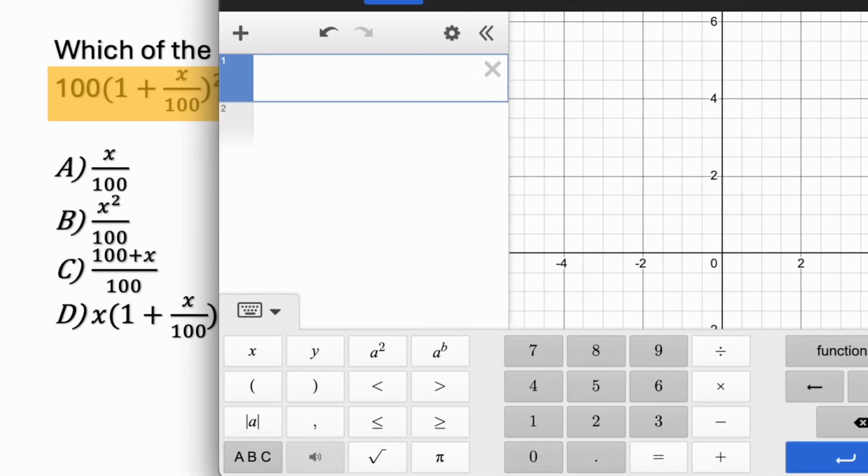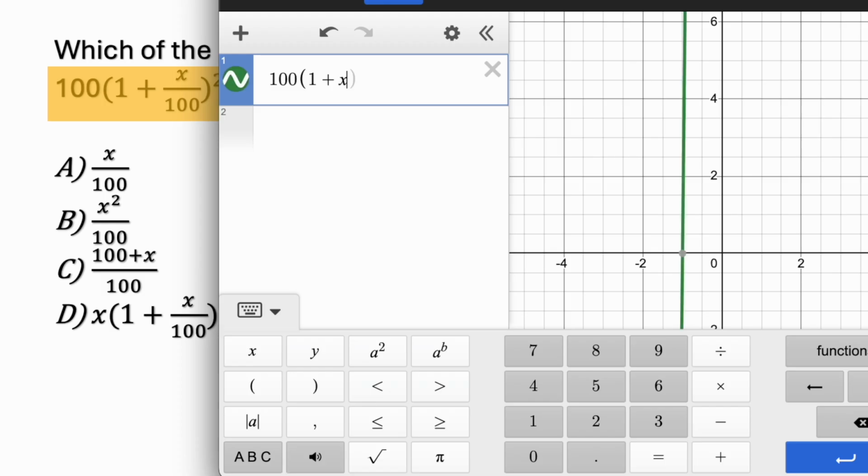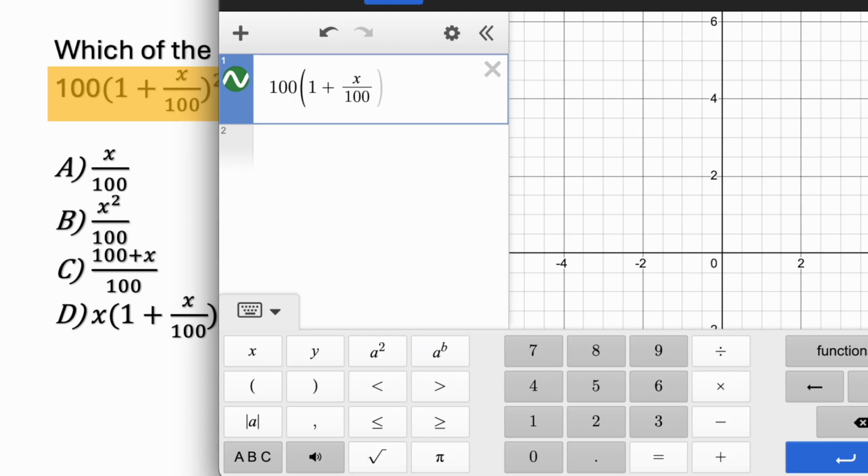Okay, so I have the Desmos screen up here and I'm going to show you how we can solve this in under a minute. First we are going to type in the given expression, which is 100 times (1 plus x over 100) to its second power, minus 100 times (1 plus x over 100).